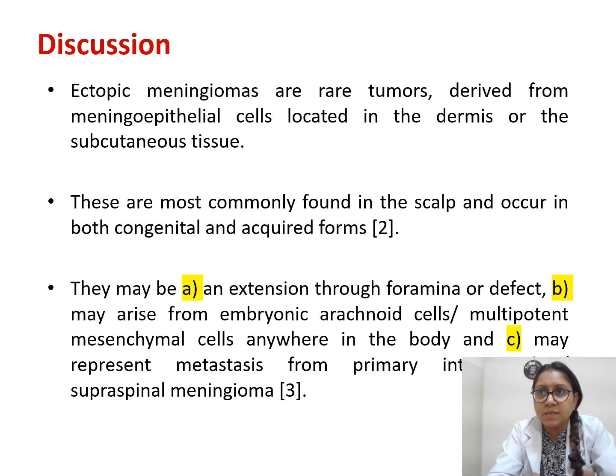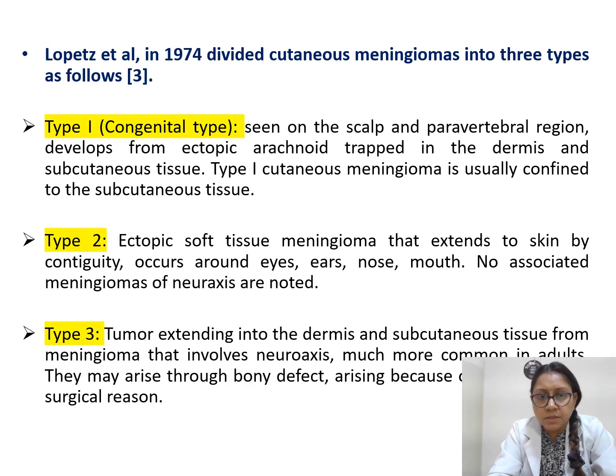So how does this form, okay? There are many theories which have been put up regarding the origin of these cutaneous meningiomas. It can be an extension through any defect, foramina or the defect, okay? Some connectivity. Then they may arise from embryonic arachnoid cells, multipotent mesenchymal cells anywhere in the body. Third, it can represent metastasis from a primary intracranial or spinal meningioma. Okay? Lopez et al.